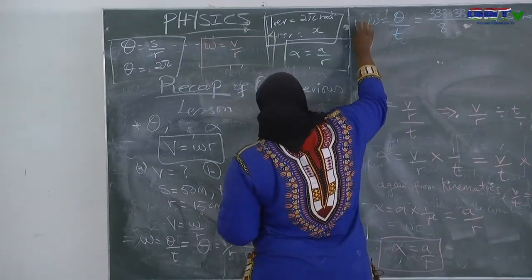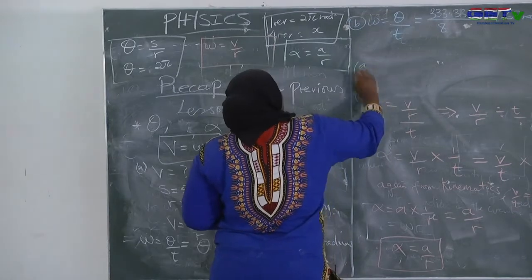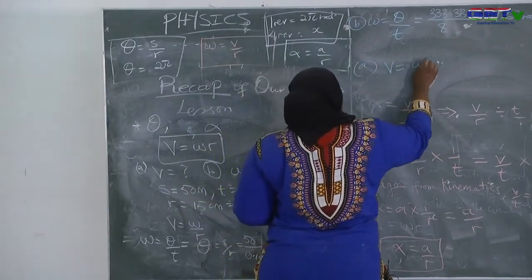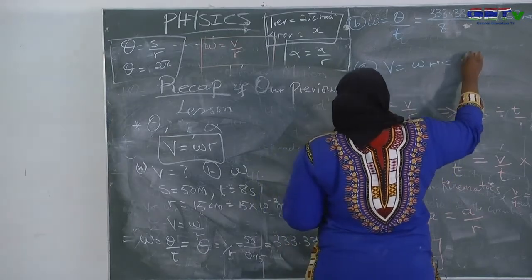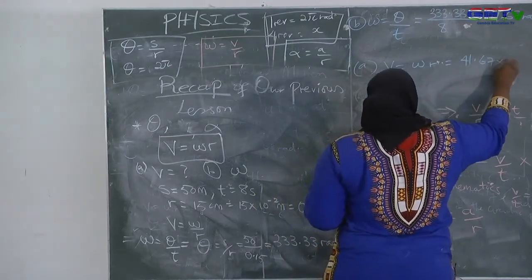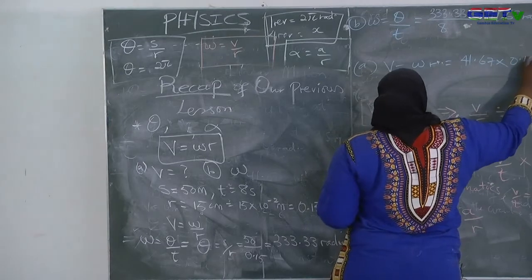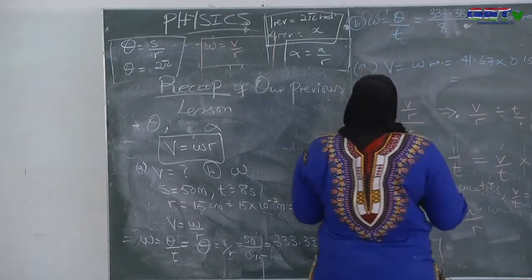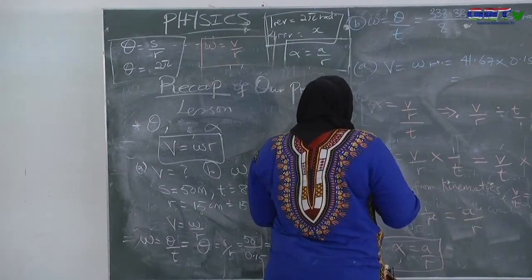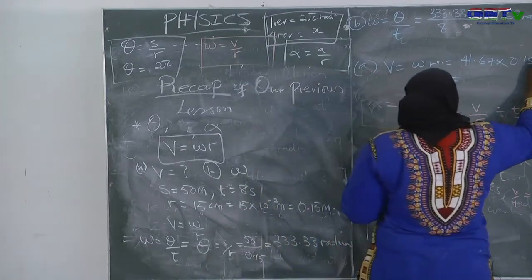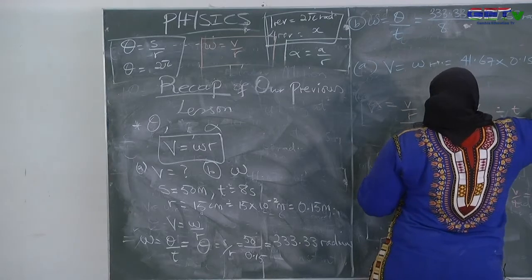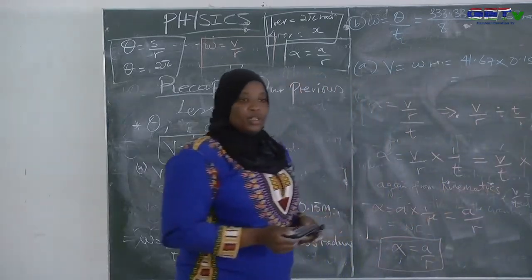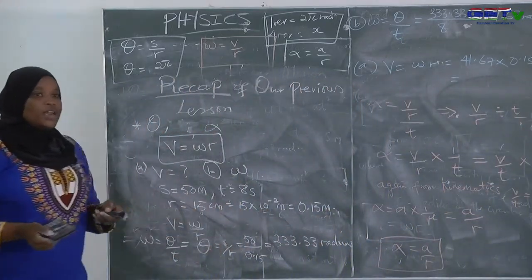So that is the B part of the question, and the A part will be V equals omega times R. Omega is 41.67 and the radius is 0.15. So this multiplied gives us 6.25 meters per second. Yeah, that's question 1A and B.